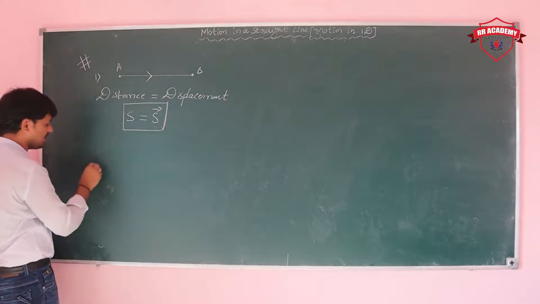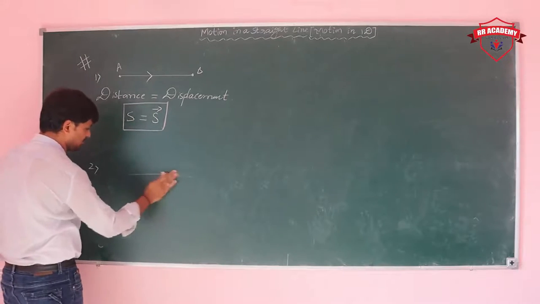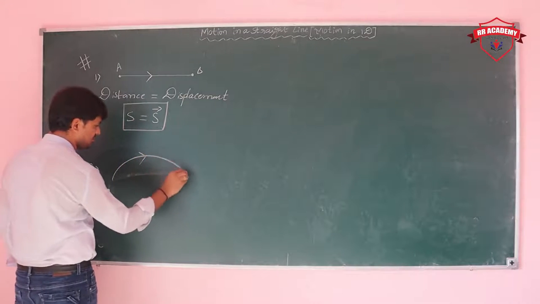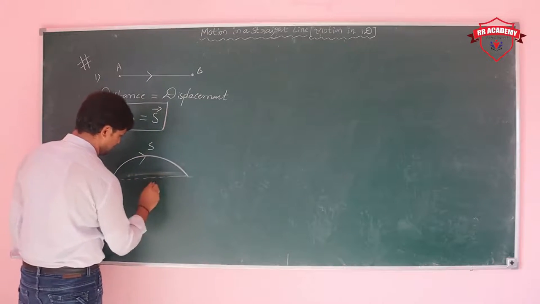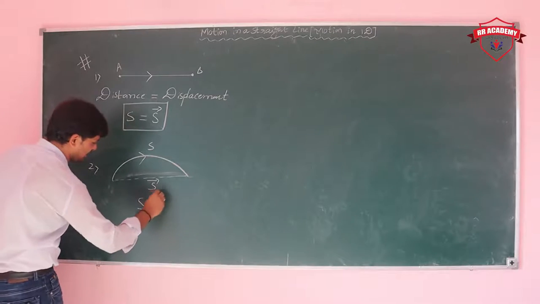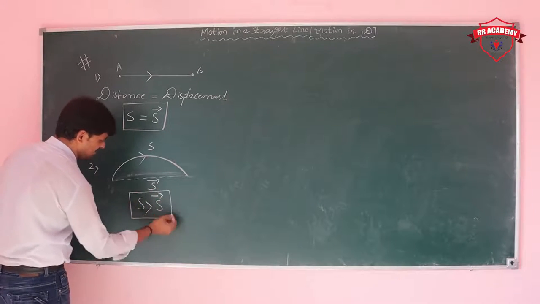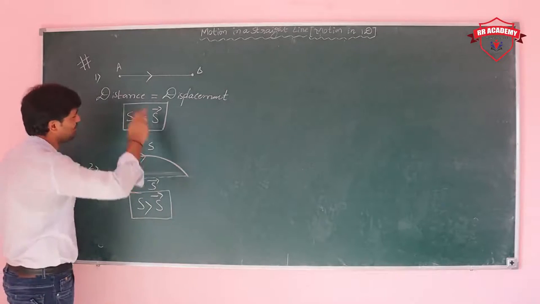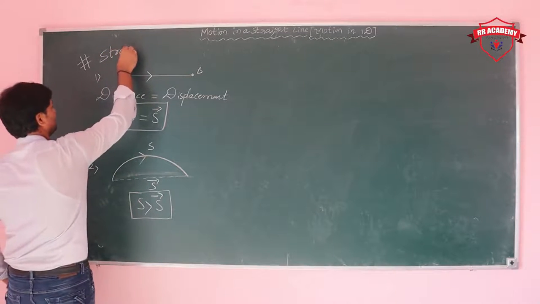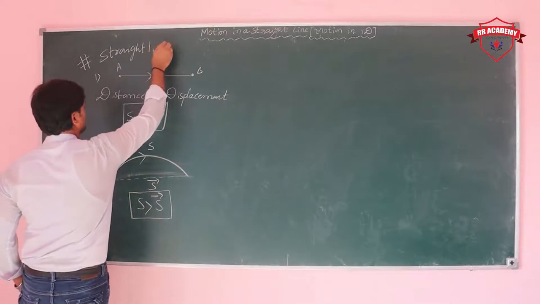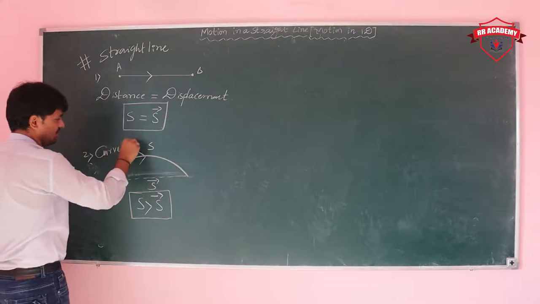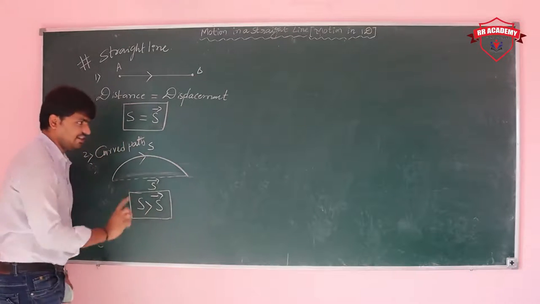In case the particle is moving in a curved path, like this, then what is happening? This is the distance, and this is displacement. In this condition, distance is greater than displacement. Distance is equal to displacement if the particle is moving in a straight line. This is a straight line, and this is a curved path. For a curved path, distance is greater than displacement.